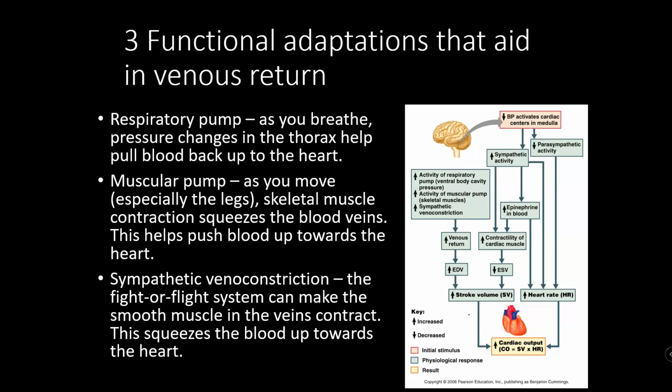First up is the respiratory pump. And what I want you guys to do is sit up straight for just a second and play along with me. Put one of your hands up on your thoracic cavity or chest, and one of your hands down on your belly or your abdominal cavity, and then take a big deep breath in.